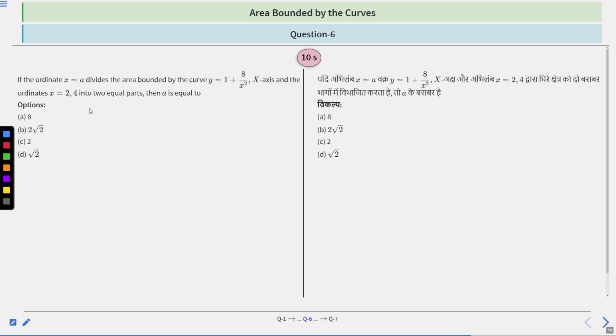So you try to approach this question. You have 10 seconds to solve this question. First, you can take any a, right, and you will equate the area by doing the integration, that is from 2 to a, and after that from a to 4, you will easily get the answer. Okay. So you have 10 seconds to solve this question. After 10 seconds, we will discuss the solution.